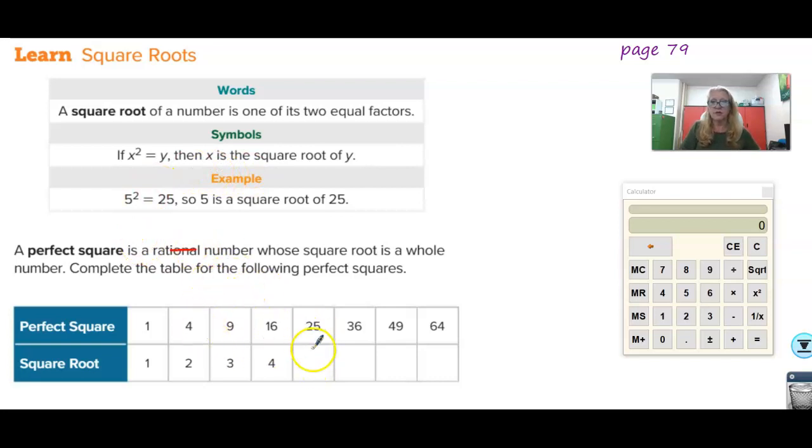Okay, disregard that. What number times itself is 25? 5. 5 times 5 is 25. 6 times 6 is 36. 7 times 7 is 49. And 8 times 8 is 64.